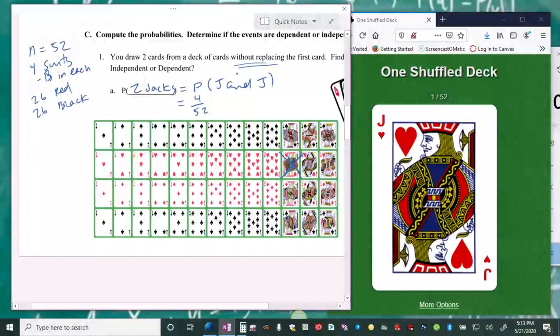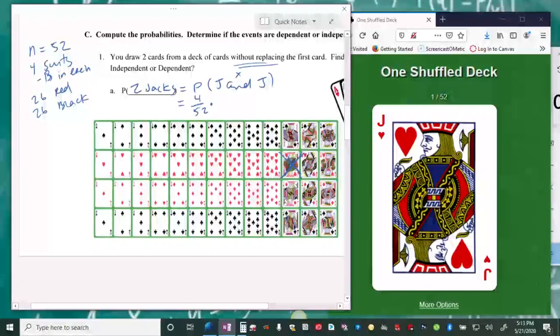This word "and" is going to be translated as a multiplication. It's a lot like when we're choosing things for an outcome. If we want a pair of pants and a shirt and shoes, we multiply all those choices together. So we're going to do the same thing here. We're going to multiply it by that second draw.